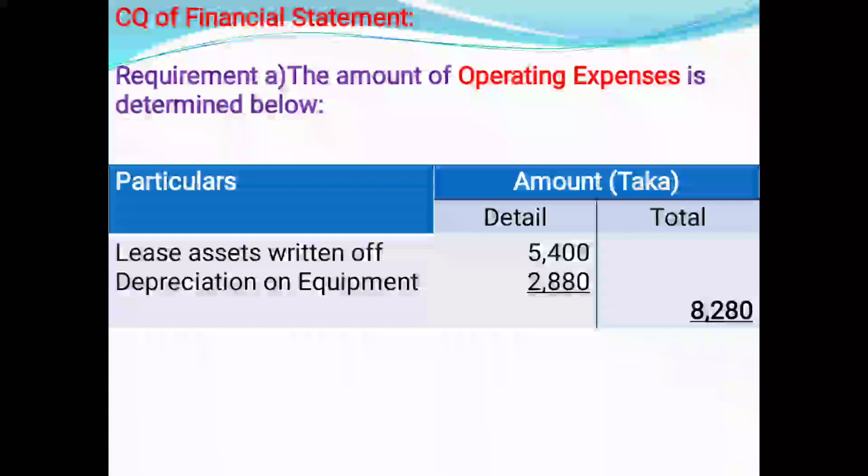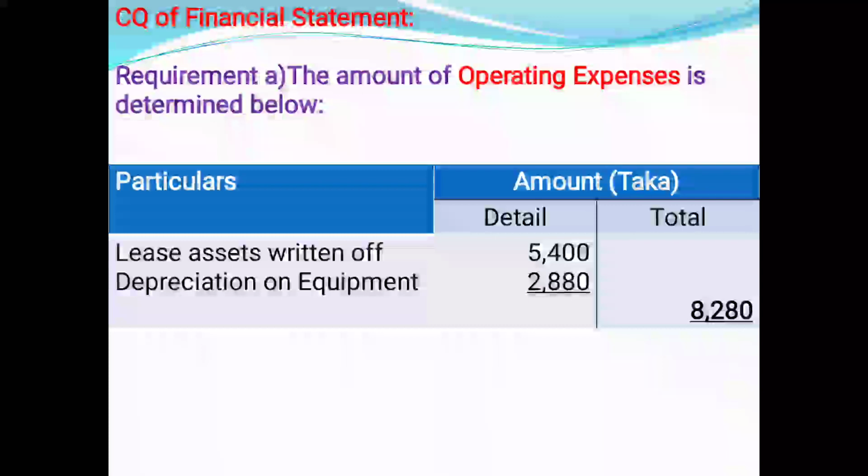Now we can see in the next slide, the amount of operating expenses is determined below. Particulars, amount, taka, detail, total. Leasehold assets written off 5,400, that is 1,08,000 divided by 20. Another one, depreciation on equipment at the rate of 10%, that is equipment 28,800 into 10%, that is the amount of taka depreciation on equipment 2,880. The total amount of taka for operating expenses is 8,280.